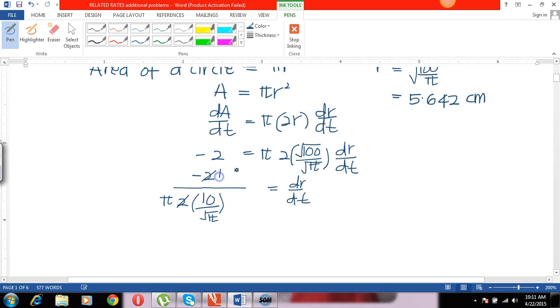This is one, okay. So substitute and calculate it. We have 10 pi over square root pi. Then we have 17.725. This is R, so we have cm per minute. Okay, so we have this as a solution.